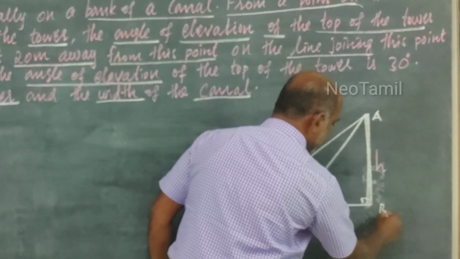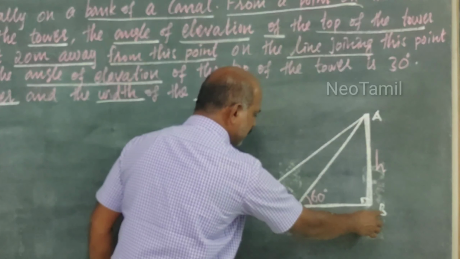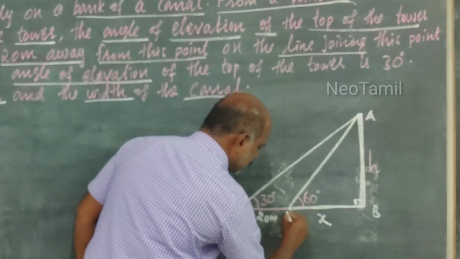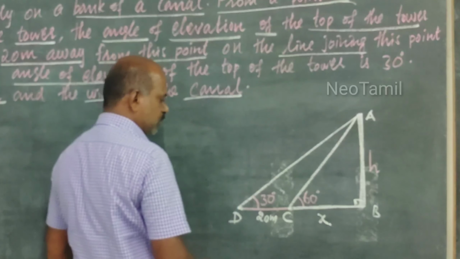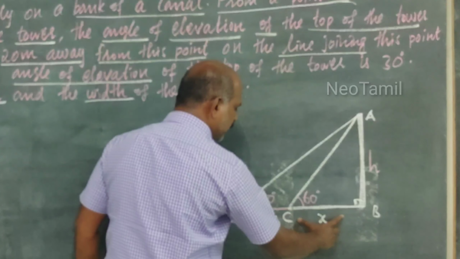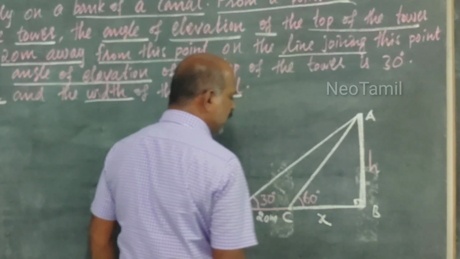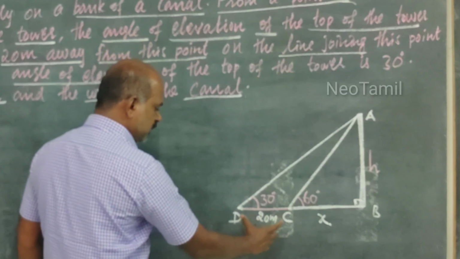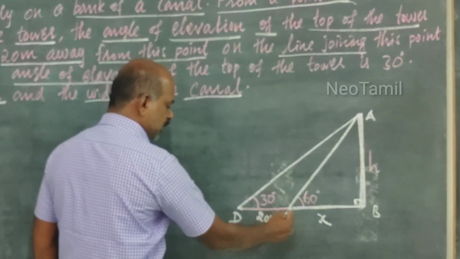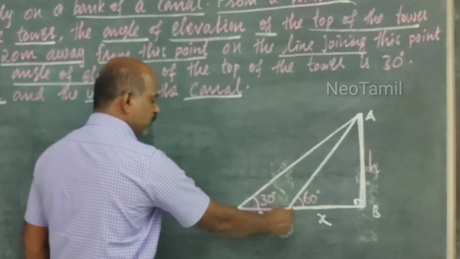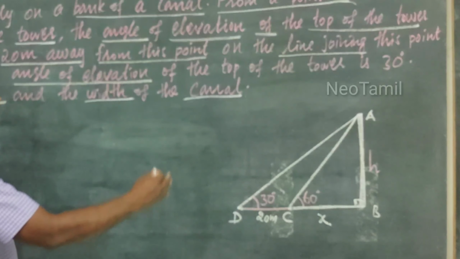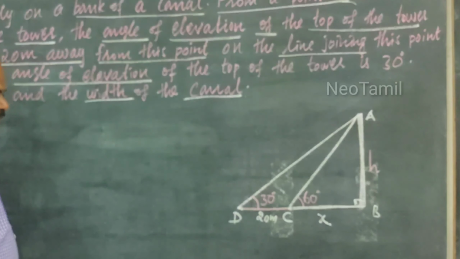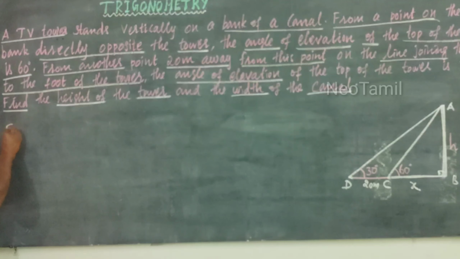So AB denotes the tower, B is the foot of the tower, and C is the first observation point, and 20 meter away from this we can take as D. So BC is the width of the canal and AB is the height of the tower. And the distance between C and D is 20 meter. That is, D is 20 meter away from the first point of observation. So this is the concept. The concept is explained in the diagram. So using this diagram we are going to find two values. One is the height of the tower, another one is the width of the canal. Okay, now the solution.